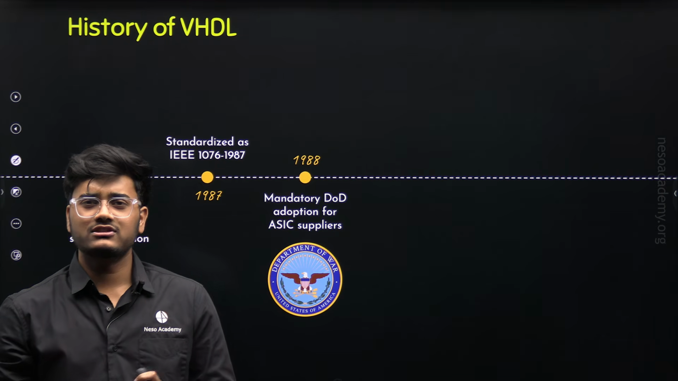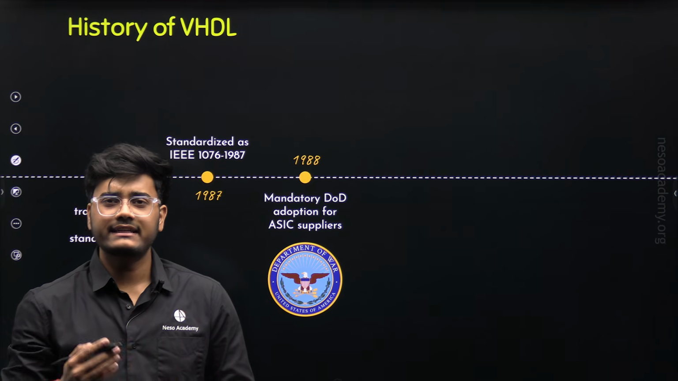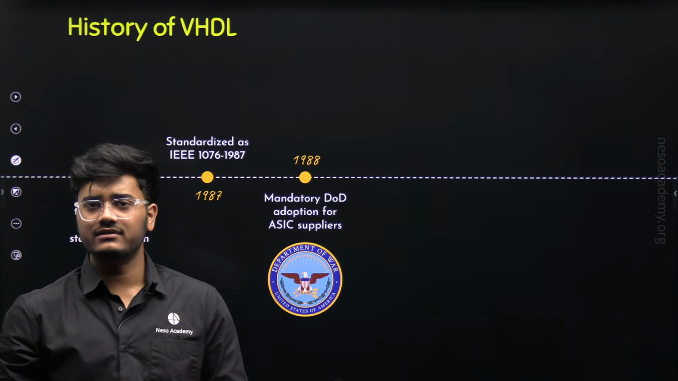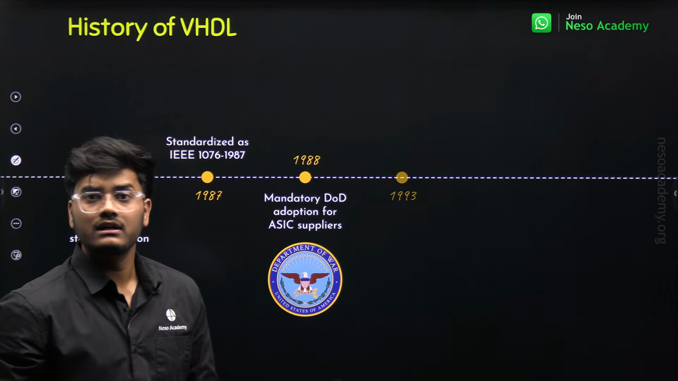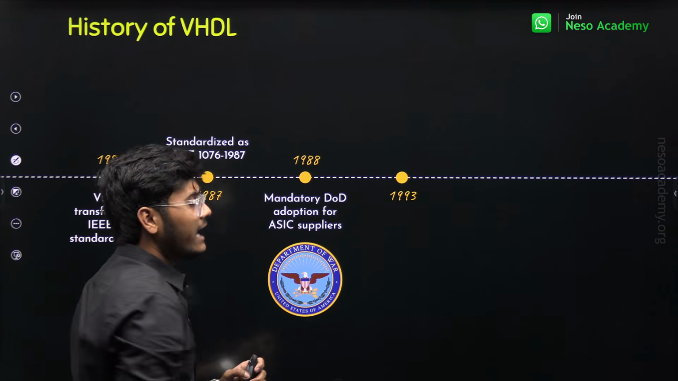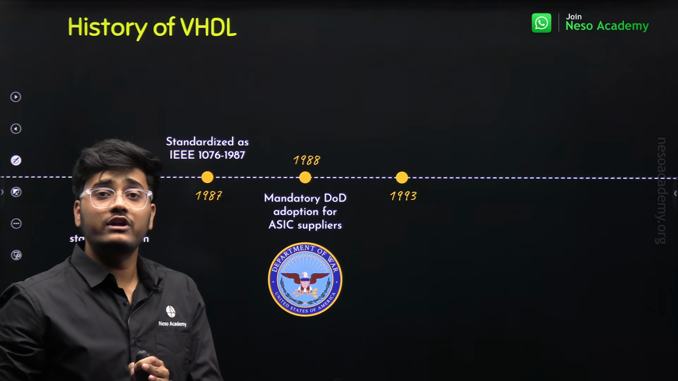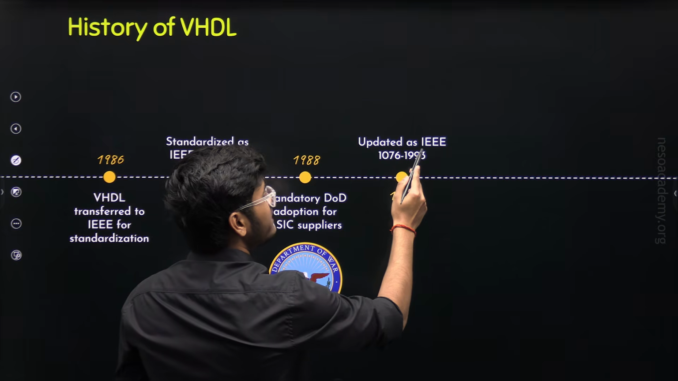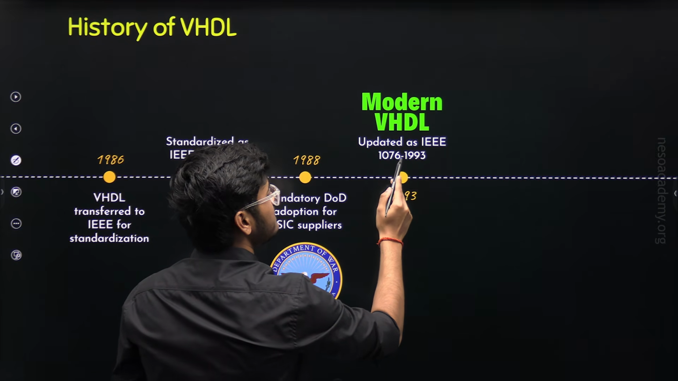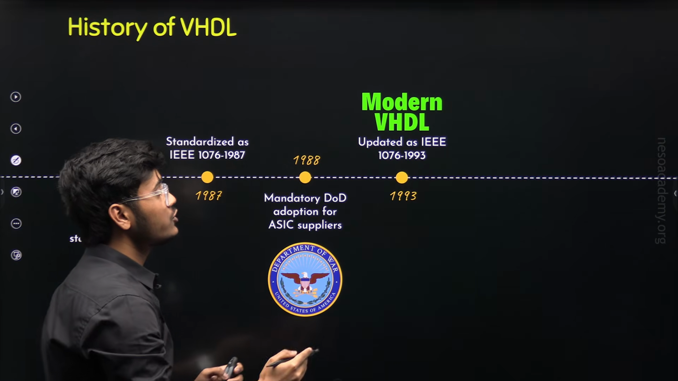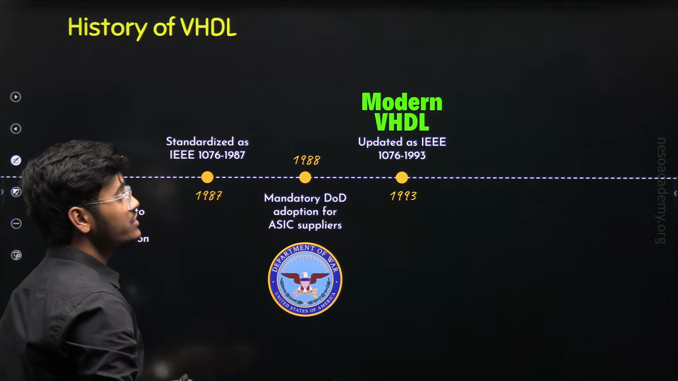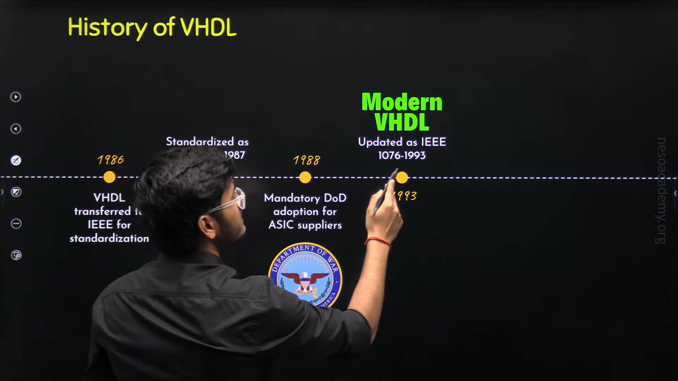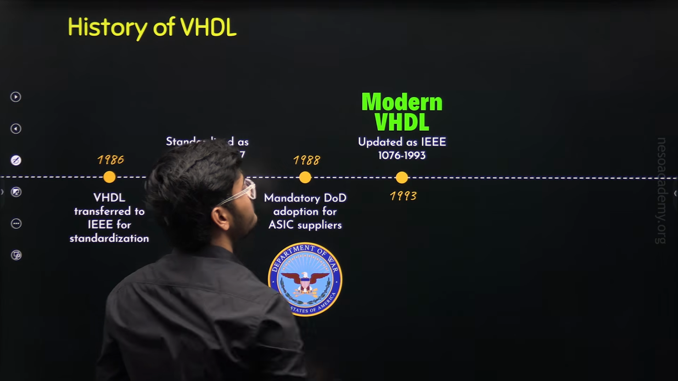Now, VHDL is not a fixed language. It is a continuously evolving standard. Later, in the year 1993, an updated version of the original standard was released, known as version IEEE 1076-1993, which improves tool support and language features. And this marked the foundation of modern VHDL.